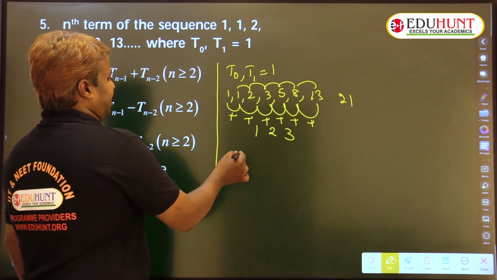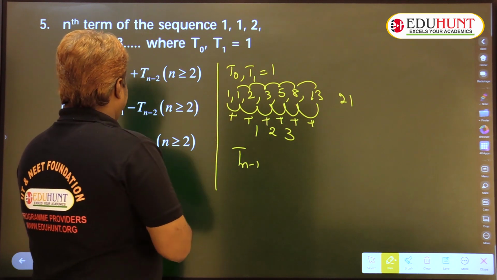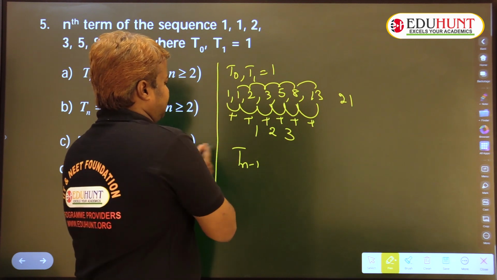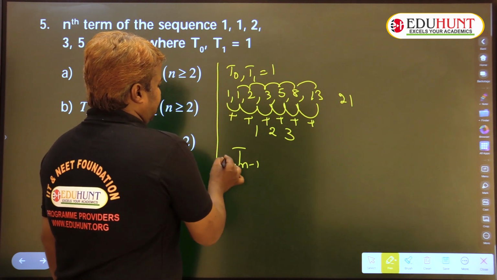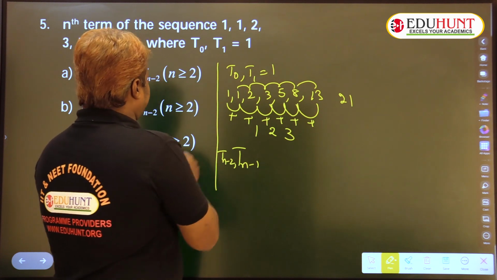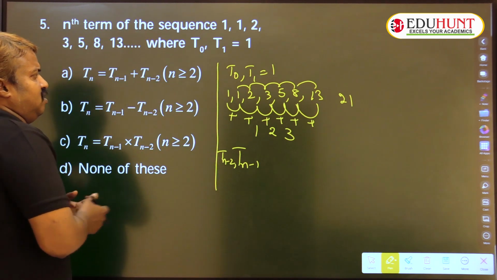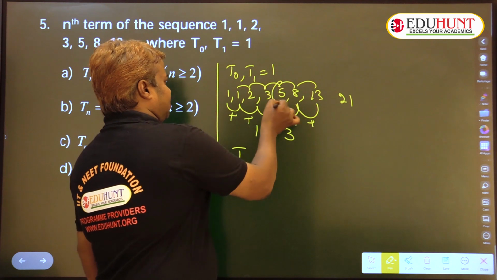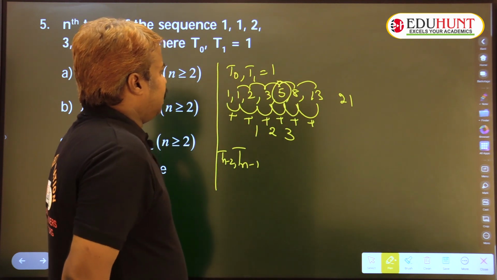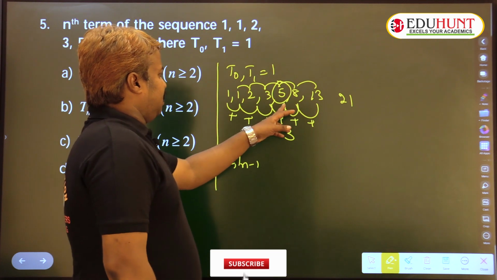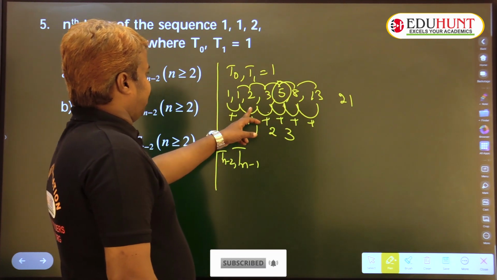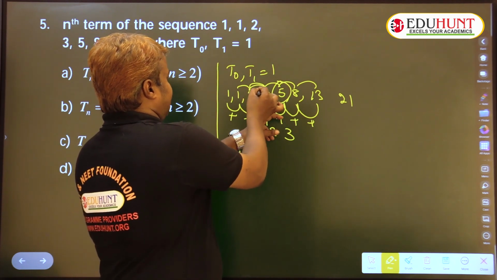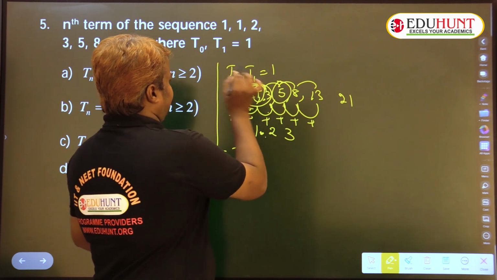Tn means Tn minus 1 plus, and before Tn minus 1, the preceding value is Tn minus 2. If you add these preceding values, you get Tn. For example, if you want 5: this is Tn, this is Tn minus 1 and this is Tn minus 2. Adding Tn minus 1 and Tn minus 2, 2 plus 3 is 5.